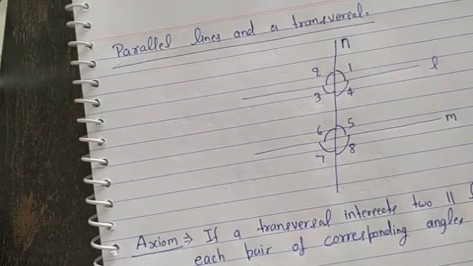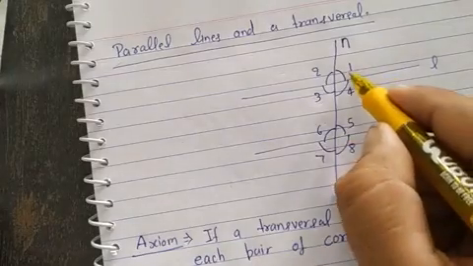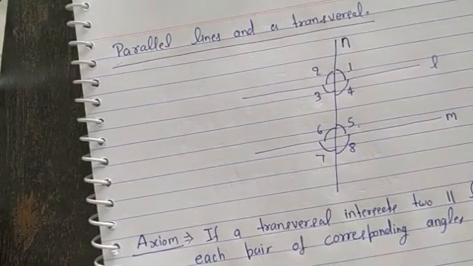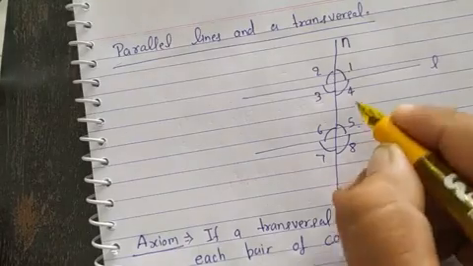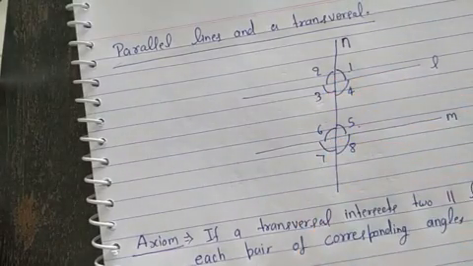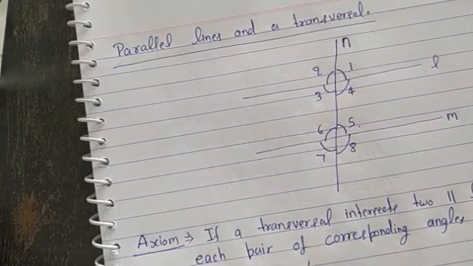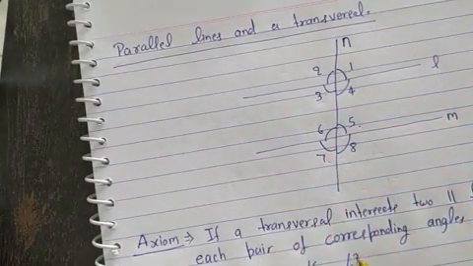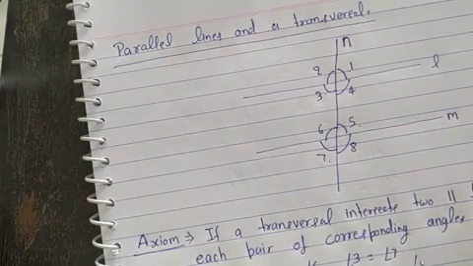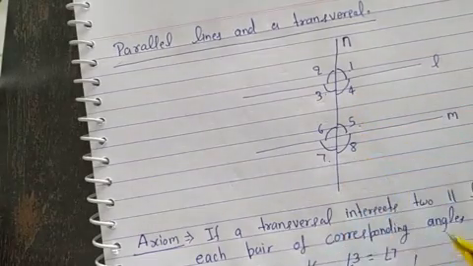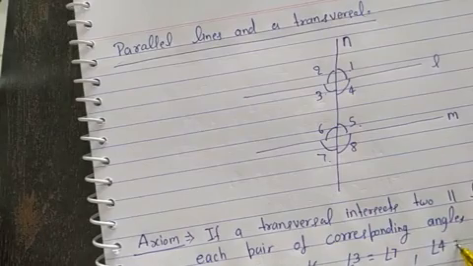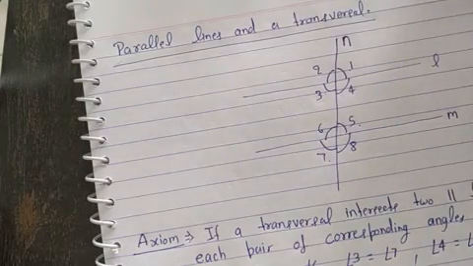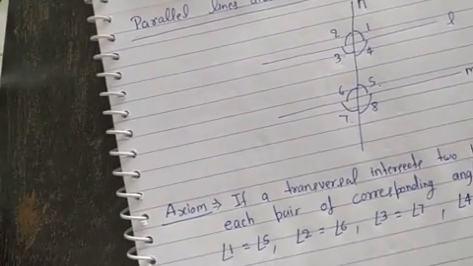Okay, so here angle 1 is corresponding to angle 5, means angle 1 is equal to angle 5. Angle 2 corresponds to angle 6, means angle 2 is equal to angle 6. Angle 3 corresponds to angle 7, so angle 3 is equal to angle 7. Angle 4 is corresponding to angle 8, so angle 4 is equal to angle 8. Okay, it is clear. Now we are going to our next axiom.